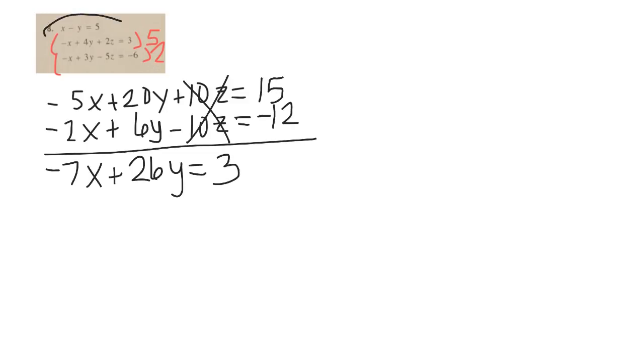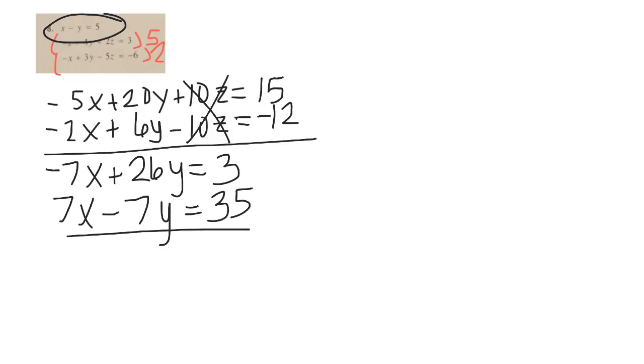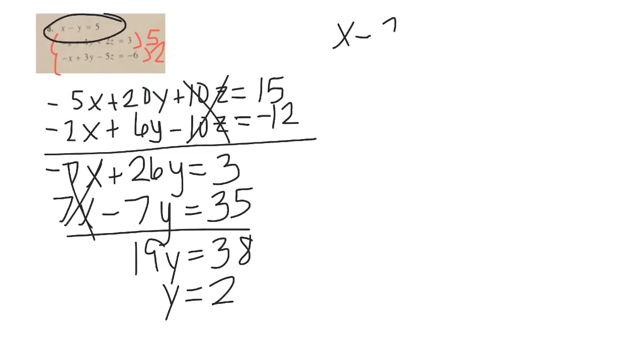Now I'll combine it with the top equation. When I multiply that top equation by 7, so 7x minus 7y equals 35, I get the x is 0 out. 19y equals 38, and y equals 2. And then I can plug that back into the top equation. x minus 2 equals 5. Add 2, so x equals 7.